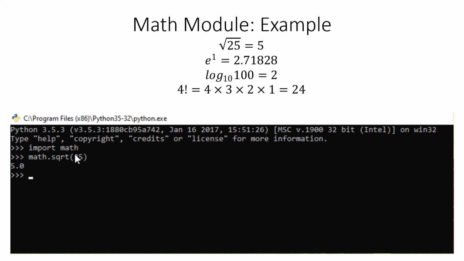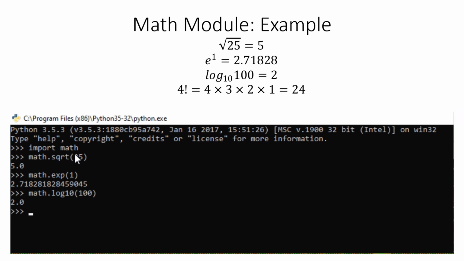To find the exponential of 1, let's try math dot exp, open bracket 1, close bracket, enter. The answer is 2.718. Next, we want to find the log base 10 of 100. Let's try math dot log10, open bracket, 100, close bracket, enter. The answer is 2.